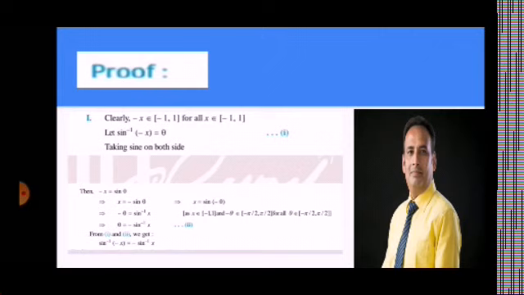Let sine inverse minus x equal theta. Now take sine on both sides. So minus x equals sine theta, so x equals minus sine theta, and hence x equals sine of minus theta, that is minus sine theta, as in the fourth quadrant sine is negative. So we say theta belongs to that range, and sine minus theta equals x, so the inverse is as x lies between minus 1 to plus 1.